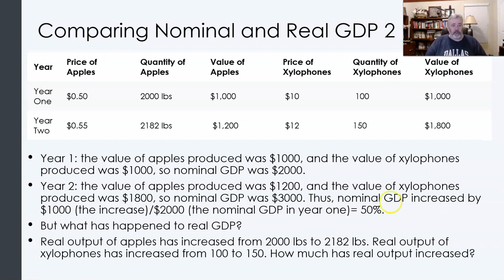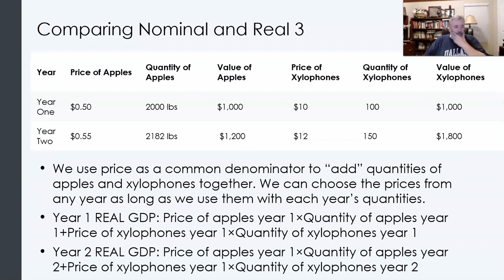Yeah, so here's their nominal calculation right there for year one: 50%. Nominal GDP increased by 50%. What happened to real GDP? Real output has increased. Again, they do it a little differently than me, I guess. Yeah, they did it kind of like I did. See, they used year one prices. They're just describing it very strangely to me.